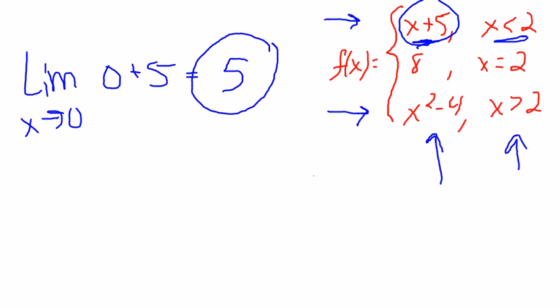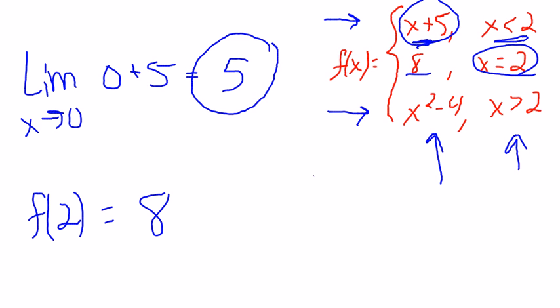Last one, part E, is looking for f of 2. This should be no problem at all. My Algebra 2 kids should be able to do this. That's just being able to read the function. What's f of 2? Well, it tells me right here at x equal to 2, f is equal to 8. So f of 2 is 8. And that's that.